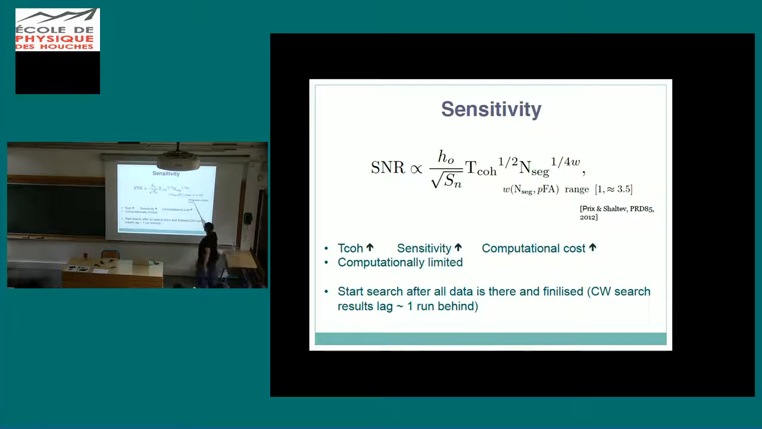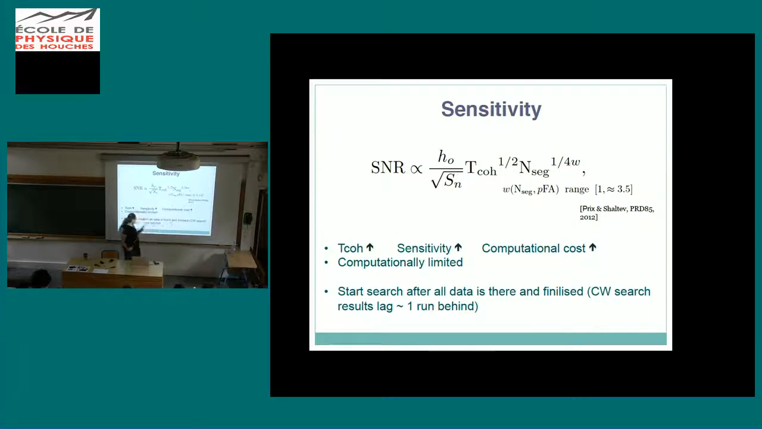And then I gain, let me forget about this W here for now, with the 4th root of the number of segments, which is typical when you use incoherent combination of data. So here you see that the sensitivity goes up if you use coherent time baselines that are longer. In fact, our best would be to have just one segment and be able to use coherently all the observation time. Unfortunately, though, the computational cost also rises a lot because these searches are very expensive. So if you make this too high, at some point you just can't do the search.